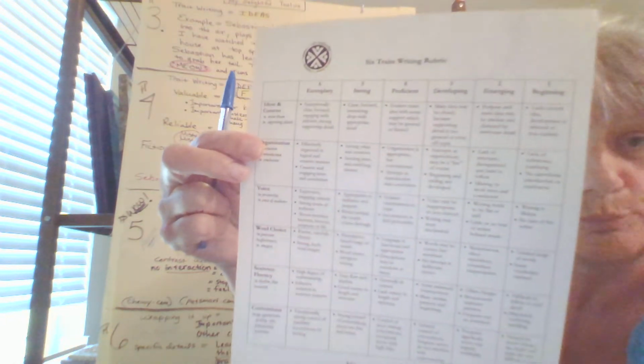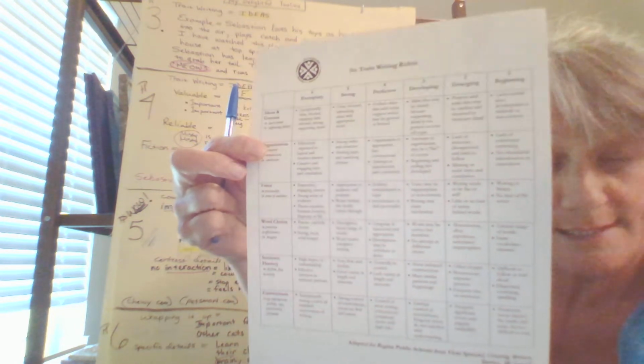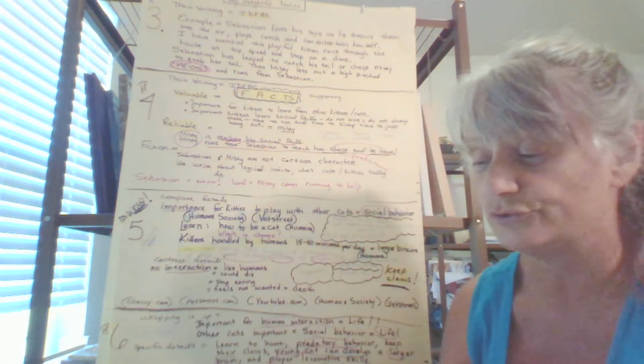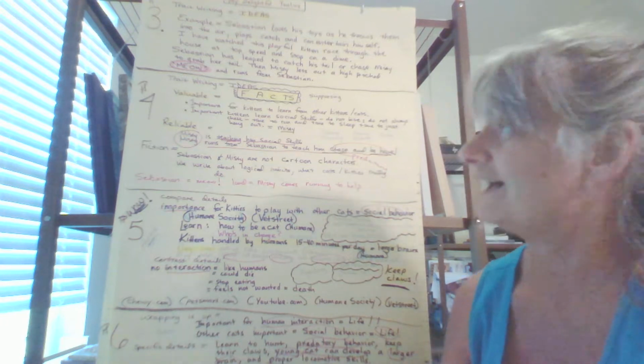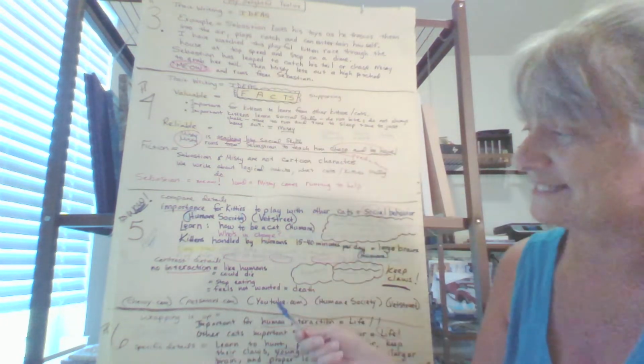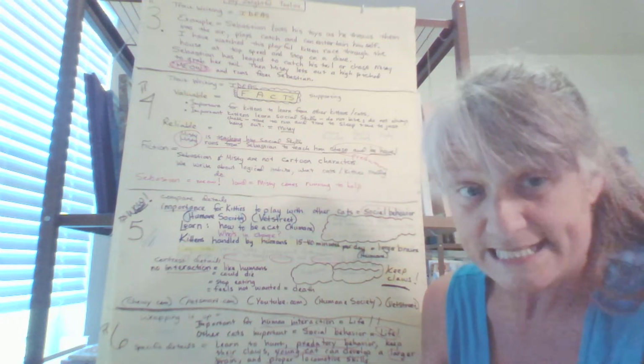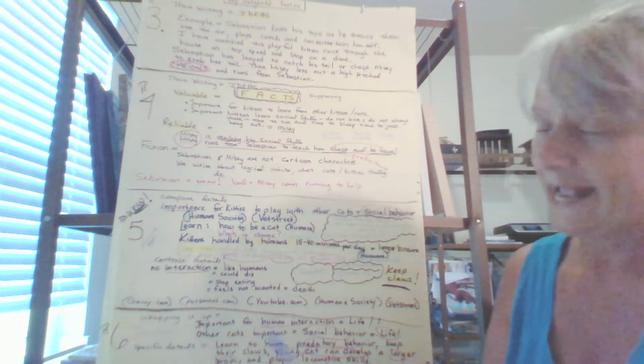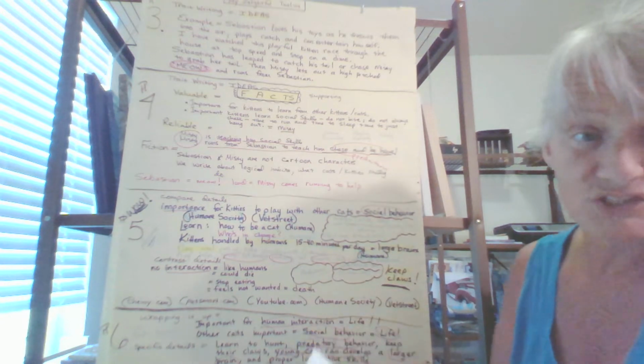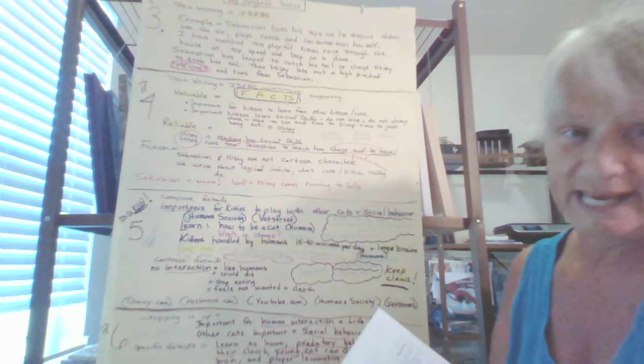This is the 6+1 writing trait rubric. This is the new one. I just printed this off, and it is online; you can Google it. Ideas and content is what we're doing here. It is the main theme and supporting details that we're going over. I've added quite a bit since yesterday. This was all blank yesterday.